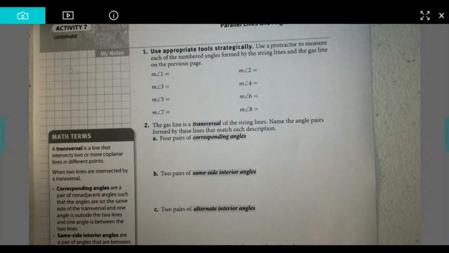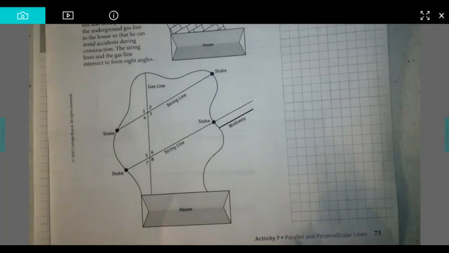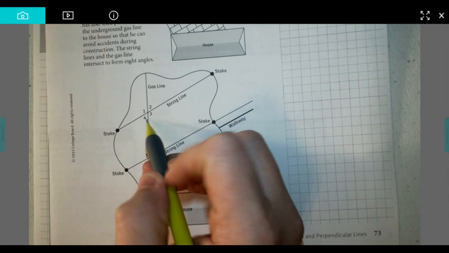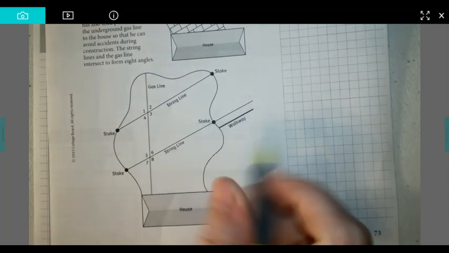Number 1 says, use a protractor to measure each of the numbered angles formed by the string lines and the gas line on the previous page. So we have this picture, and it wants you to measure angle 1, 2, 3, 4, 5, 6, 7, and 8.